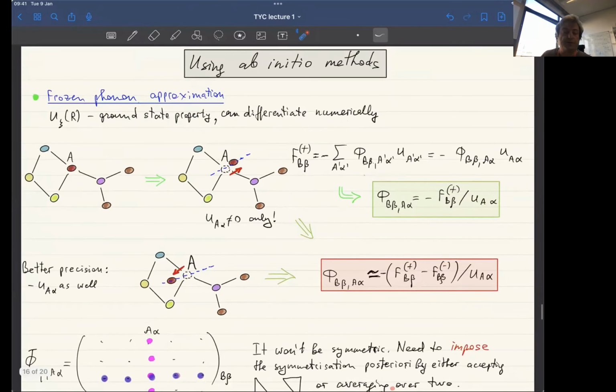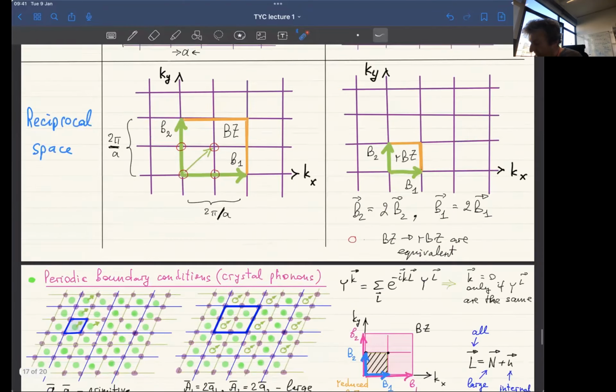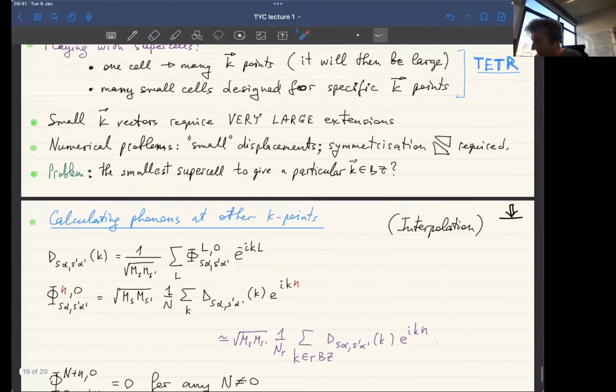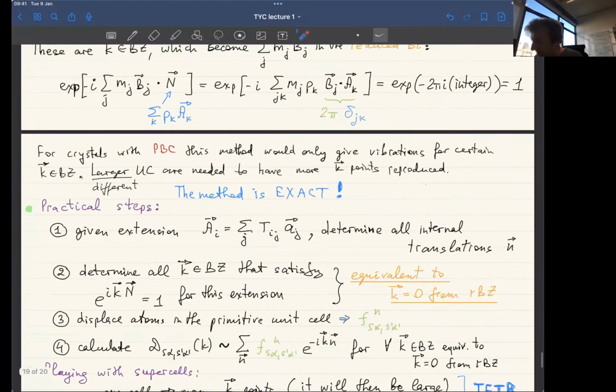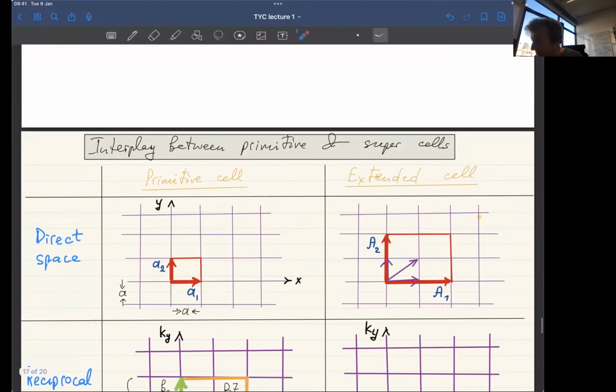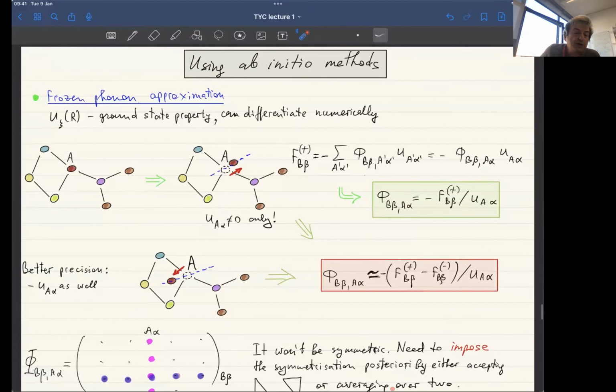But how can we do this from ab initio calculations? I am now going to show you a number of ways of how this can be done, and maybe next week I will show you a bit more on this. So suppose you can run DFT calculations and you would like to determine the vibrational frequencies of the system, or how atoms are vibrating. One method is called the frozen phonon approximation.